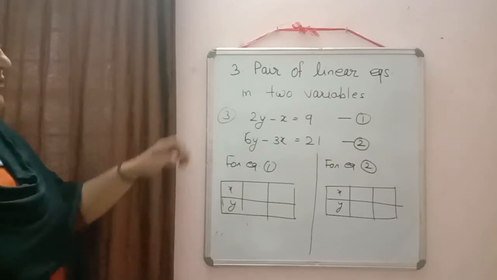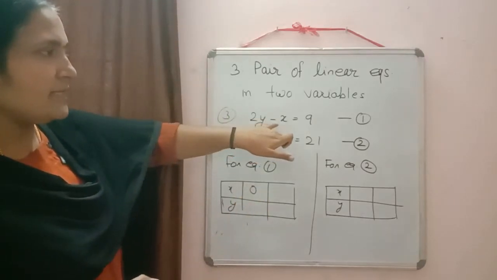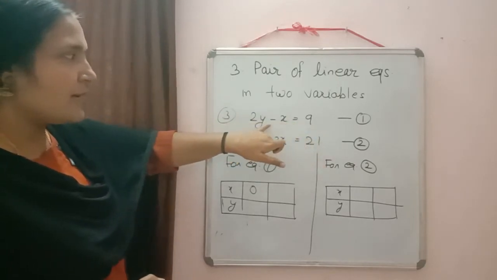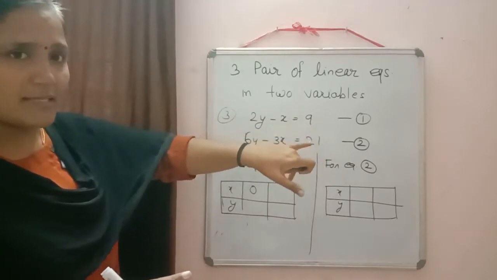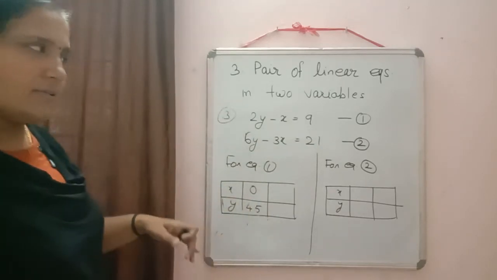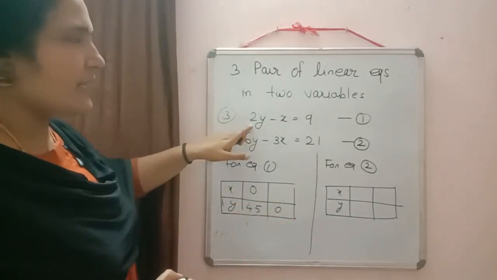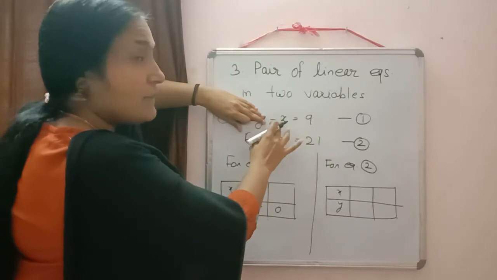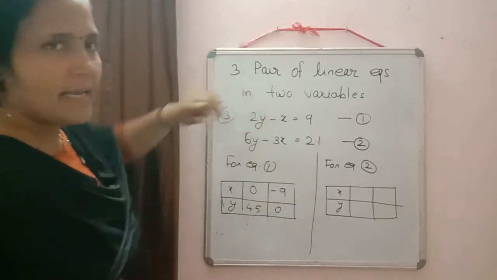Now again, for the first equation, if x is equal to 0, then this term becomes 0. So we are getting 2y is equal to 9. So if 2y is equal to 9, then y will be equal to, yes, 9 by 2. And 9 by 2 is 4.5. Now similarly substitute y is equal to 0. So if y is equal to 0, what will we get? This term becomes 0. We are getting minus x is equal to 9. Then what will x be? Yes, we will multiply it by the negative sign. So x will be equal to minus 9.